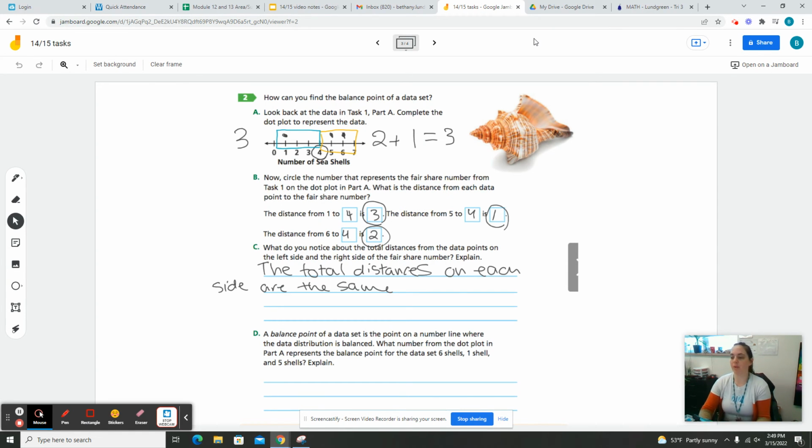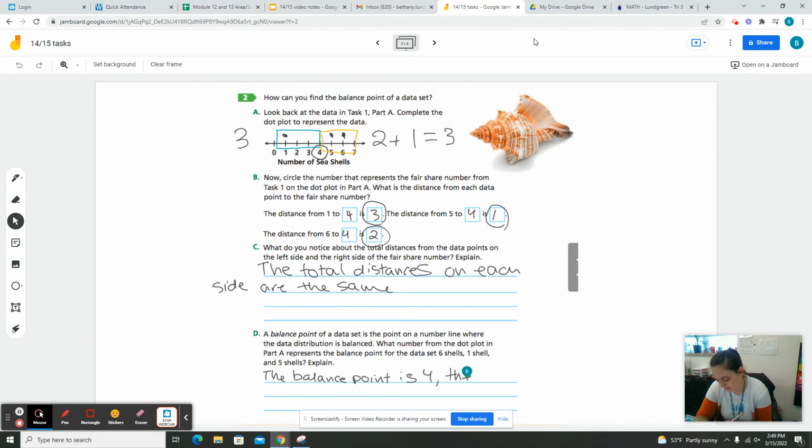So what number from the dot plot in part A represents the balance point for the data set 6 shells, 1 shell, and 5 shells? So the balance point is 4.